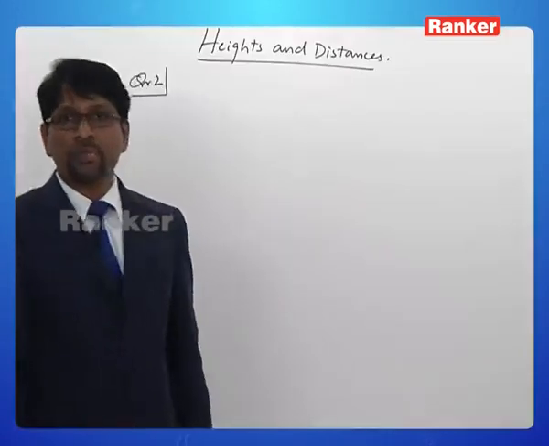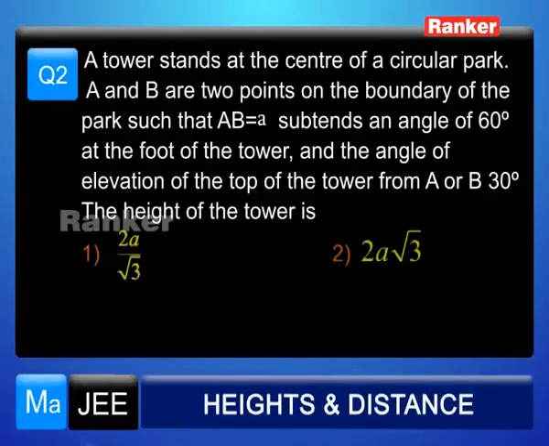Okay, let's move to the next question. A tower stands at the center of a circular park. A and B are 2 points on the boundary of the park such that AB is equal to a, small a. It subtends an angle 60 degrees at the foot of the tower, and the angle of elevation of the top of the tower from A or B is 30 degrees. Then the height of the tower is, first option 2a by root 3, second option 2a root 3, third option a by root 3, fourth option a root 3.